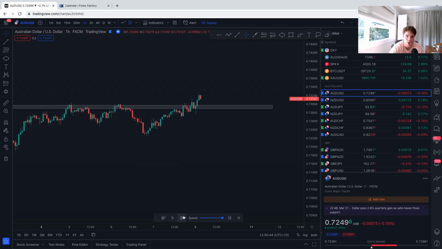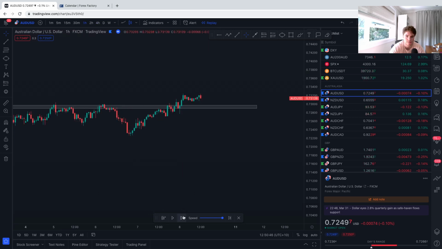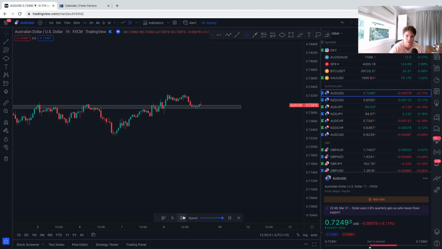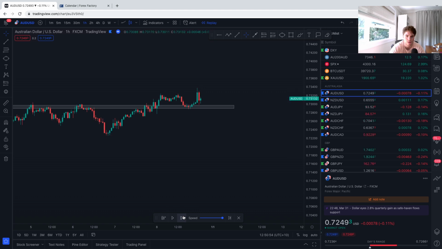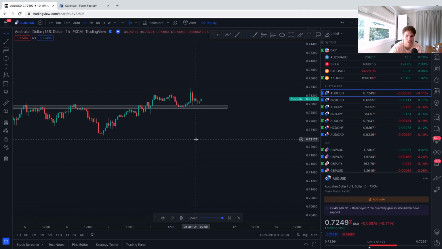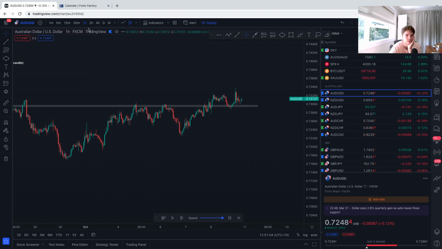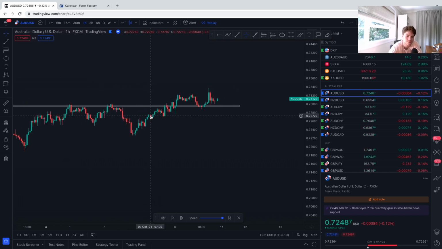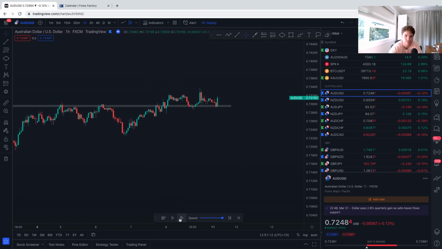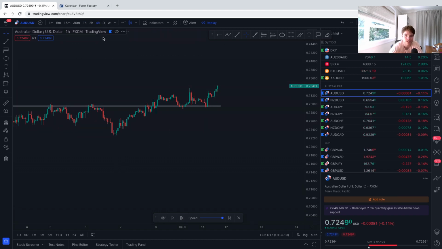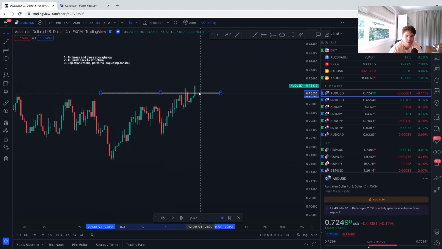Okay. Let's see. Come back. We need a double bottom. Again, we form that structure. Oh, come on. Not really clean at all. Let's keep playing it and just see what forms here. Okay, now we're just in a consolidation. So we'll just trade the next structure.